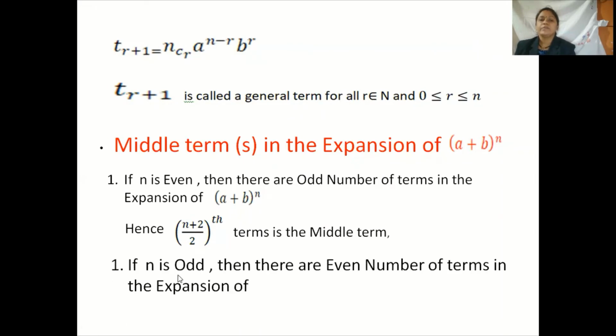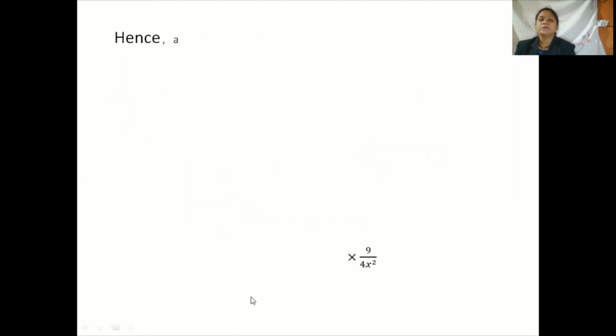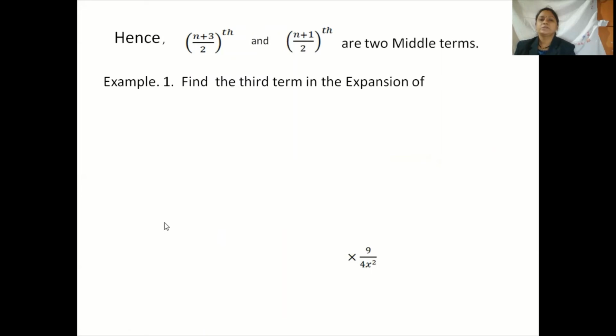Second, if n is odd, then there are even number of terms in the expansion of (a plus b) raised to n. Hence, (n plus 3) upon 2 and (n plus 1) upon 2 are the two middle terms. Now let's see some examples on the term.